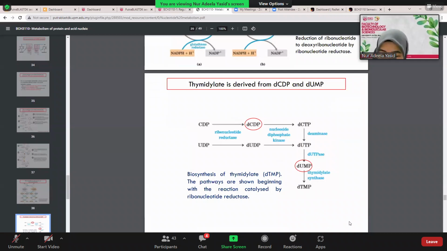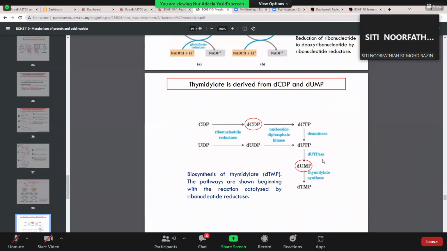So what happened? The reason for that reaction, dephosphorylation, then another phosphorylation, is that cells need to minimize their concentration of DUTP. Kenapa dia kena minimize? Kenapa dia kena undergo dephosphorylation? Sebab cells need to minimize their concentration of DUTP to prevent incorporation of uracil into their DNA.